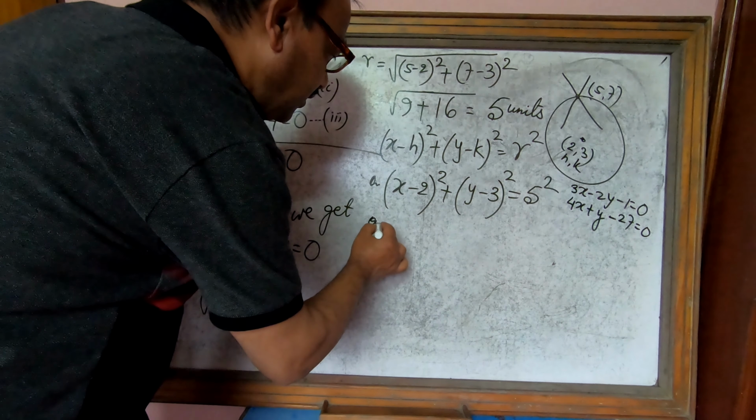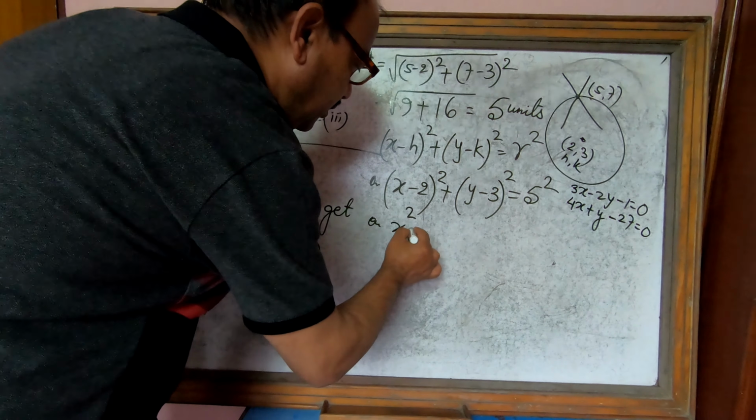This is a minus b whole square: x square minus 4x plus 4 plus y square minus 6y plus 9 equals 25. So the answer is, write x square and then y square, write minus 4x then minus 6y. This is 13 minus 25, or minus 12 equals 0. Same thing. This is the equation of the circle. Okay.